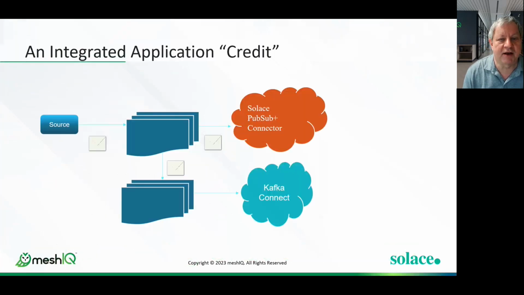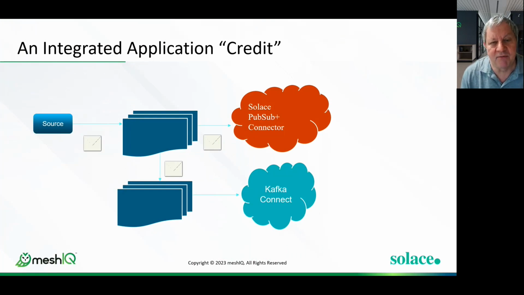And a couple of quick views of how that might work, right, is if you think of a simple application, and this is much simpler than the previous version. We've got some queues sitting in MQ. We've got Kafka connecting in. We've got the Solace PubSub connector for IBM MQ involved. And those are all there.